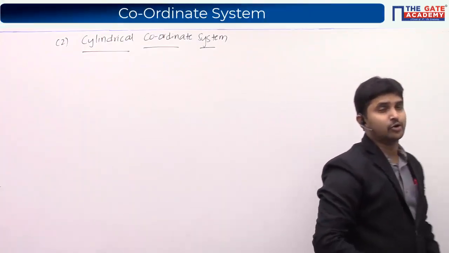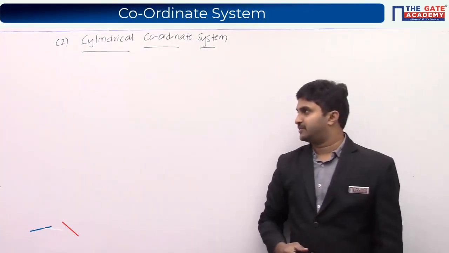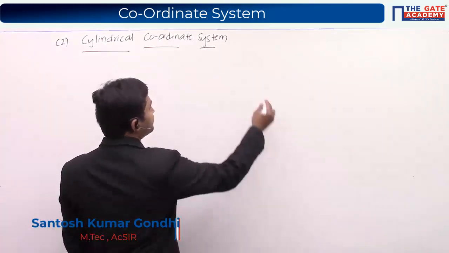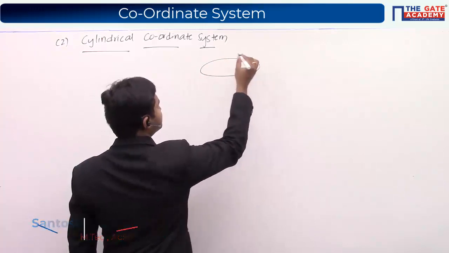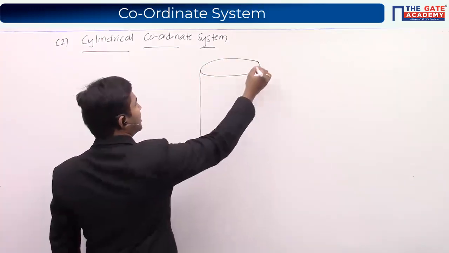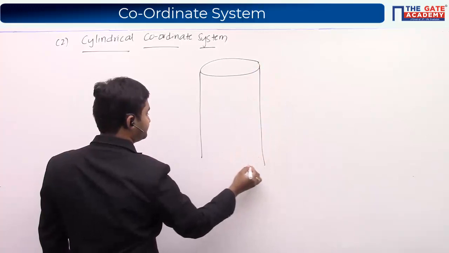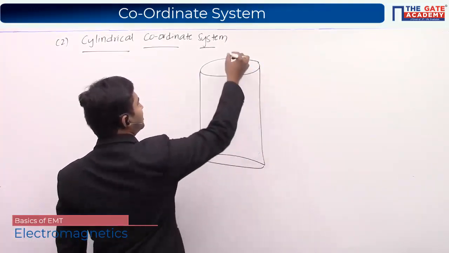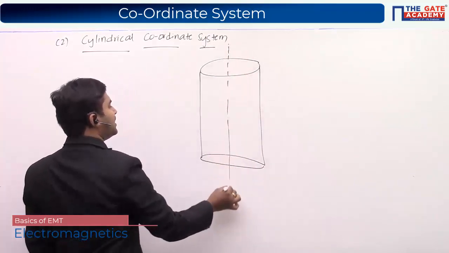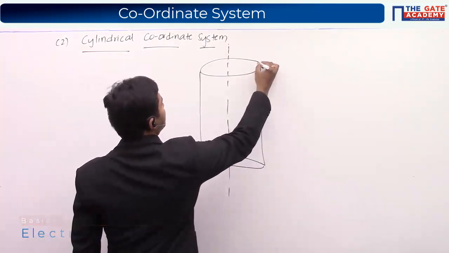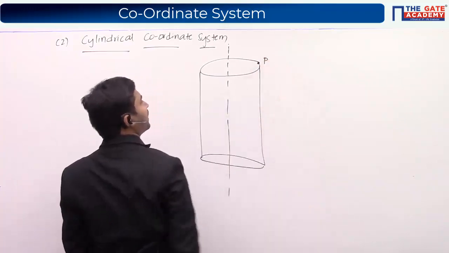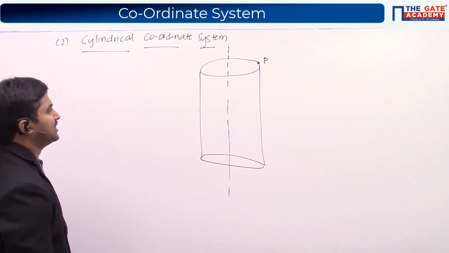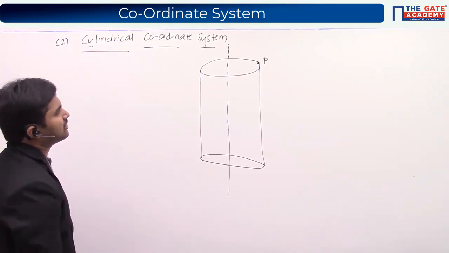The next coordinate system that we are going to learn is the cylindrical coordinate system. I think I've briefed you on the importance of considering the different coordinate systems. So now I'm going to construct a cylinder, and the point. Any particular point in space can be represented in the cylindrical coordinate system.